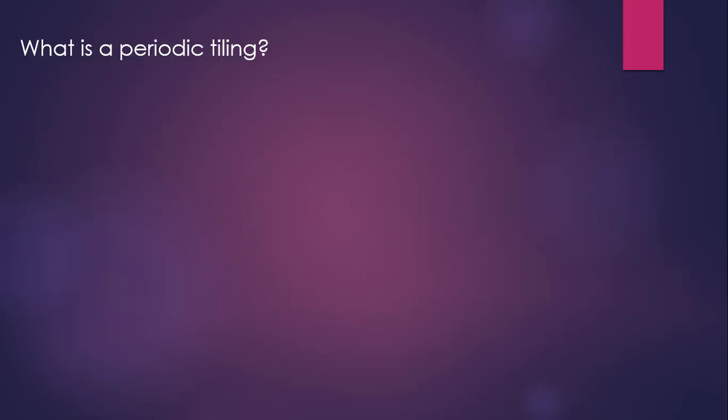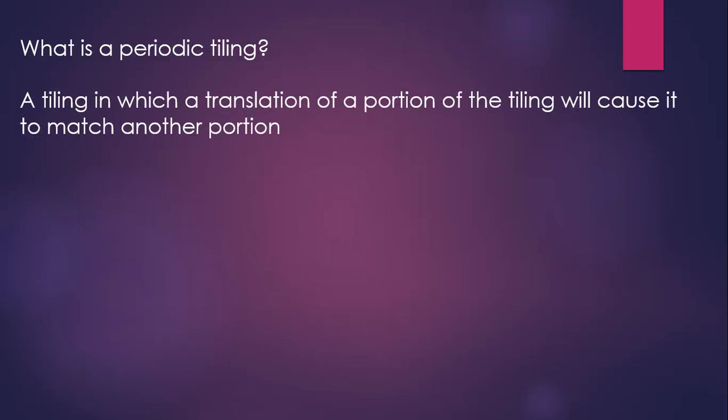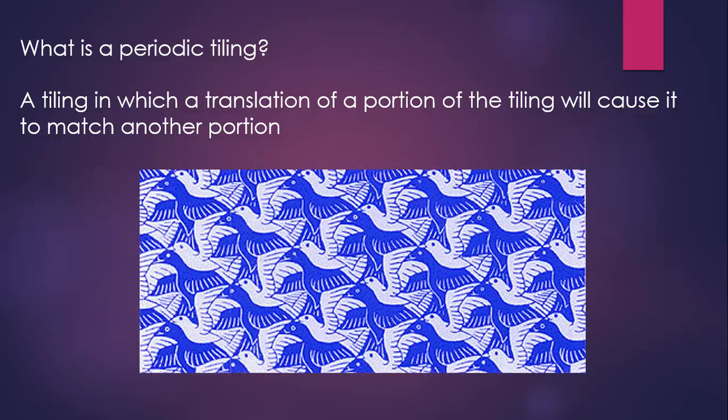What is a periodic tiling? That's a tiling in which a translation of a portion of the tiling will cause it to match another portion. Here's an example of a periodic tiling. This is one of Escher's works. We can find part of this tiling that we could repeat over and over and over again to make the rest of the pattern in the tiling.